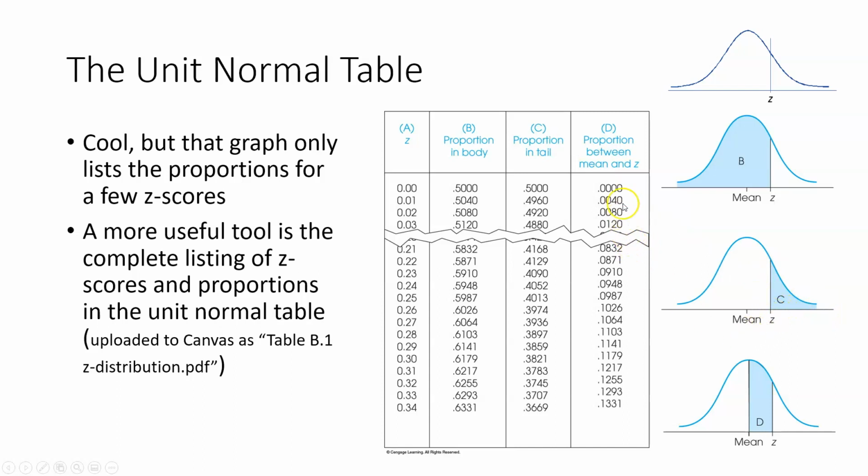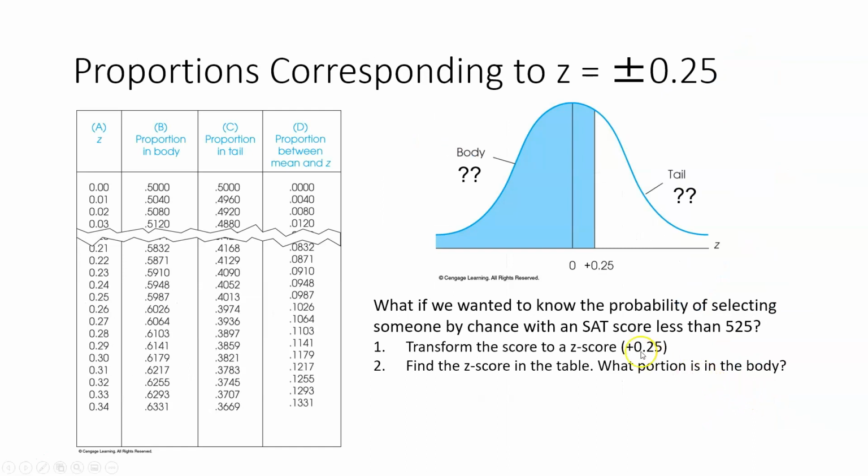Finally, column D represents the proportion between the mean and the Z that you've chosen. That represents, as you can see here, between the Z and the mean, this shaded portion. This will come in handy in a couple of examples that you'll see later on. Let's use it for a couple of examples.